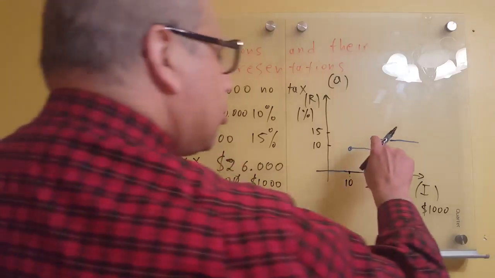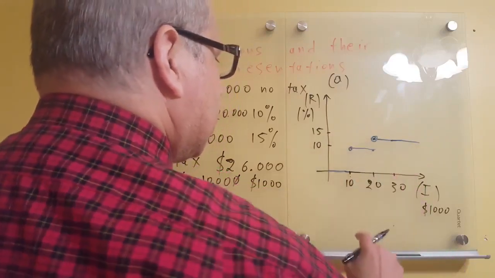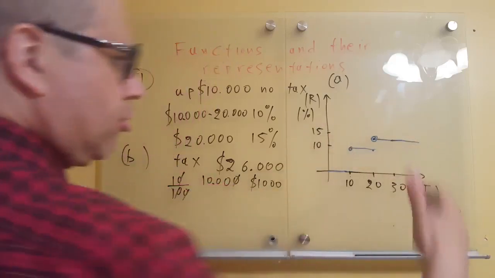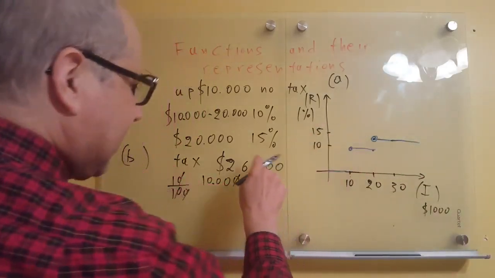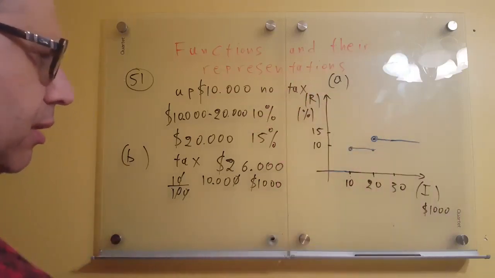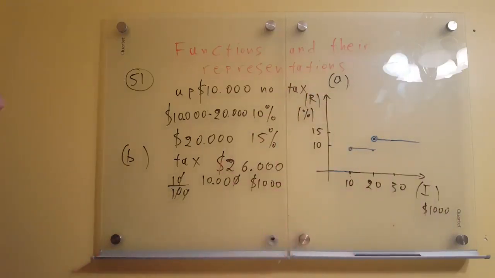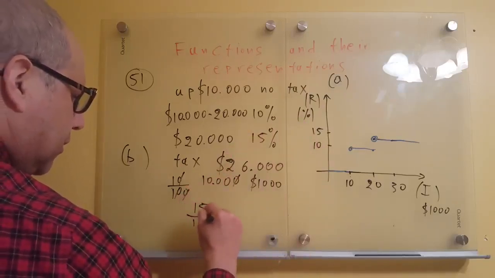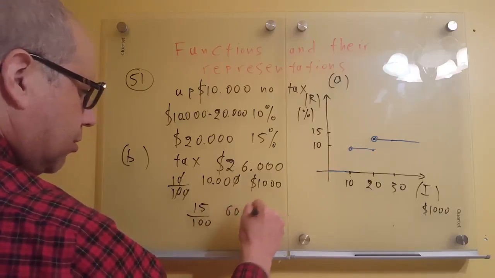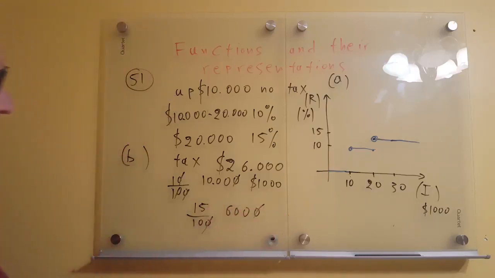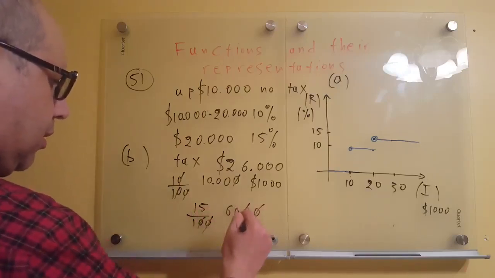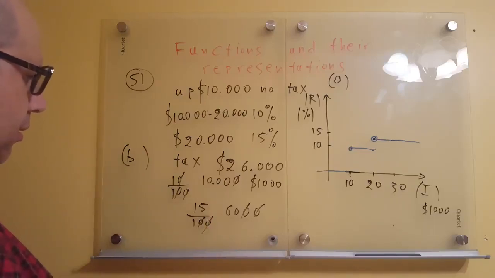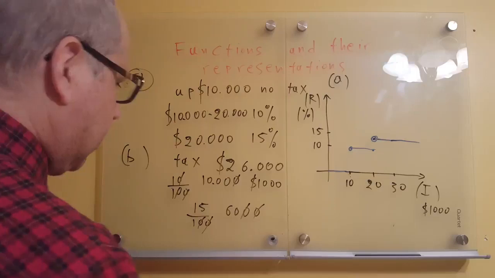6,000 left. So now you go to the different bracket, you are above 20,000, so the person should be taxed at 15%. So the rest, 26 minus 20, 6,000, is taxed at the rate of 15%. That means 15 over 100 times 6,000. So how much is this? 15 times 6 is 900.